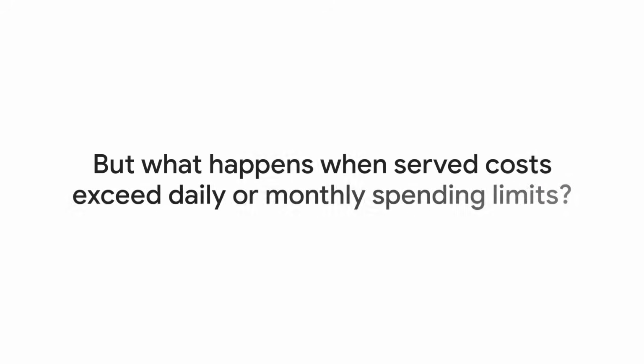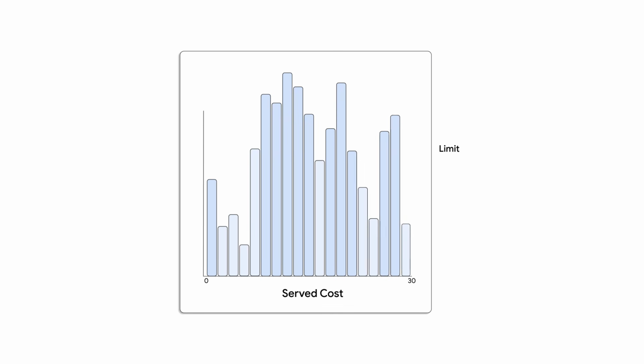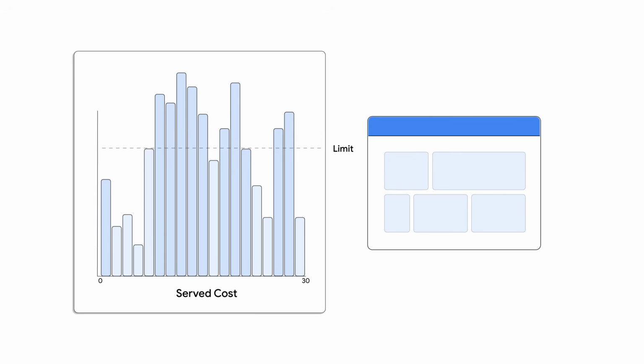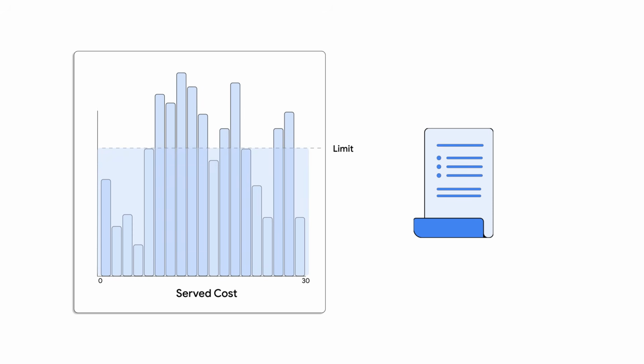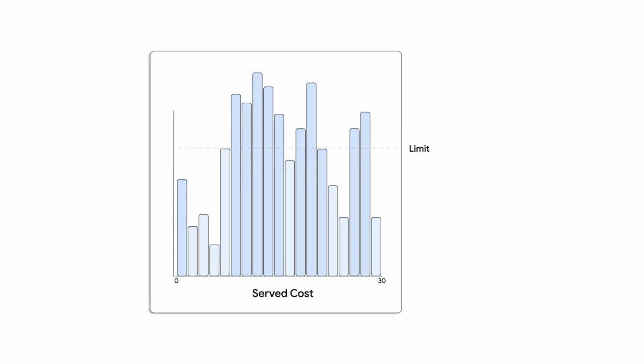But what happens when served costs exceed daily or monthly spending limits? Sometimes, you might see served costs that actually go over your limit. But no need to panic, since there's a big difference between served cost, which is just the total activity, and billed cost, which is what you actually pay. Don't worry if you see served costs crossing the line. You're only responsible for your spending limits. If that happens, Google covers the difference.